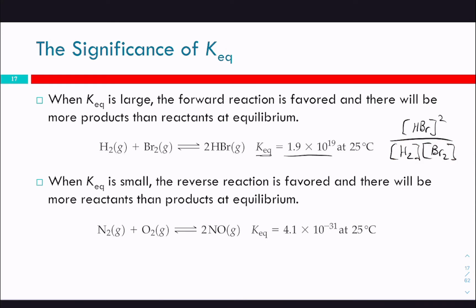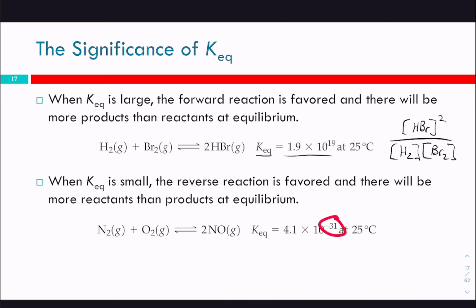And the opposite is true when we have a small KEQ. That means that the reverse reaction is favored, or that the reverse reaction happens a lot faster than the forward reaction. And so there will be more reactants than there will be products at equilibrium. When these KEQs are very big or very, very small numbers, you just have to pay attention to the exponent. Negative exponent means a small number. Positive exponent means a big number.